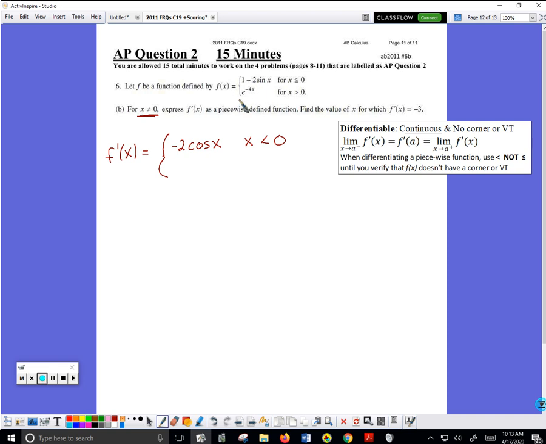The derivative of e to the something is e to that same something multiplied by the derivative of this, which would be negative 4. That's whenever x is greater than 0. If I have the derivative correctly written, exactly as you see here, so you have this box on your paper, you don't have to show any work, you get 2 points.